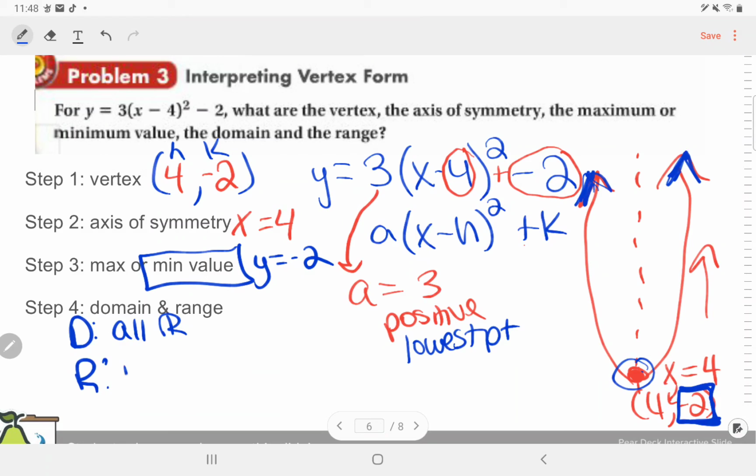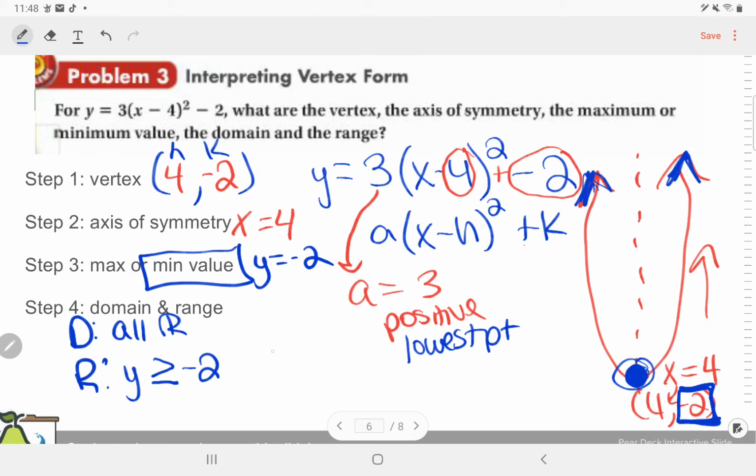Now our range is going to be a little bit different because we notice our U stops at the vertex when y is negative 2. Our smallest y value is negative 2. So that's going to be my bound. And it's going up. So every other number is greater than, but it also can be equal to negative 2.